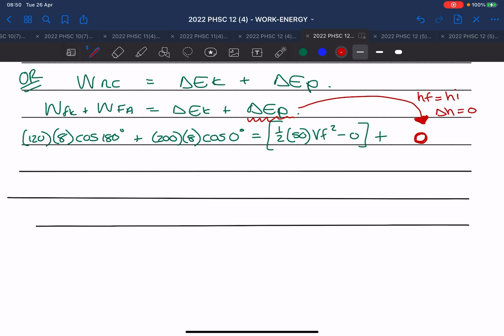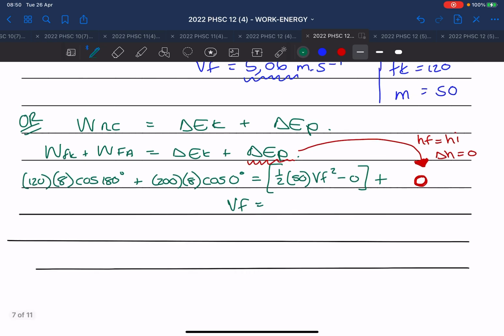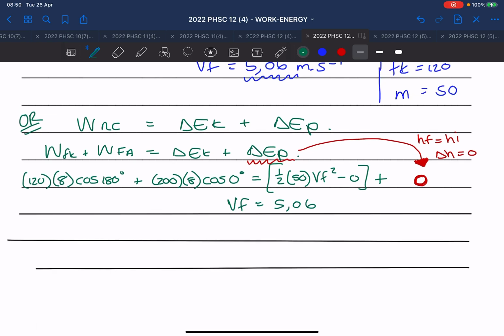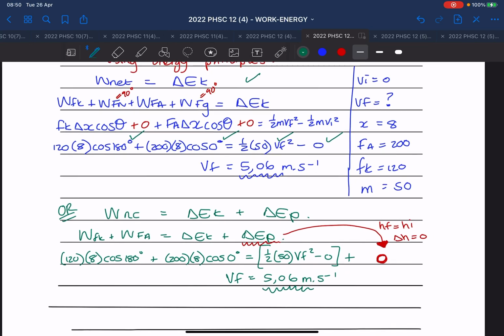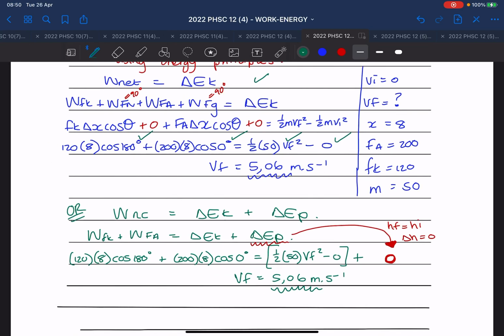Okay? And if you type that in, you don't have to do that now. But if you type that in, you get exactly the same answer, 5.06 meters per second. Okay, so you can see you can actually do any one of the two. Sometimes in some instances, one will be easier than the other one. But it's not always to say that the second one is easier. It depends on the question that was given.